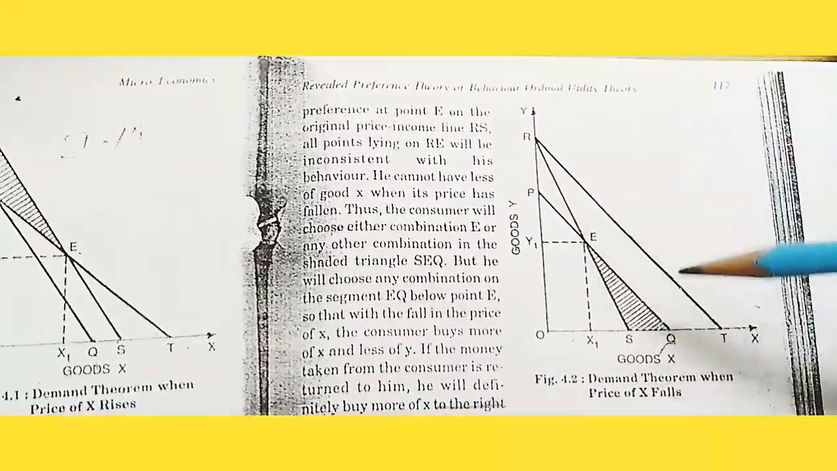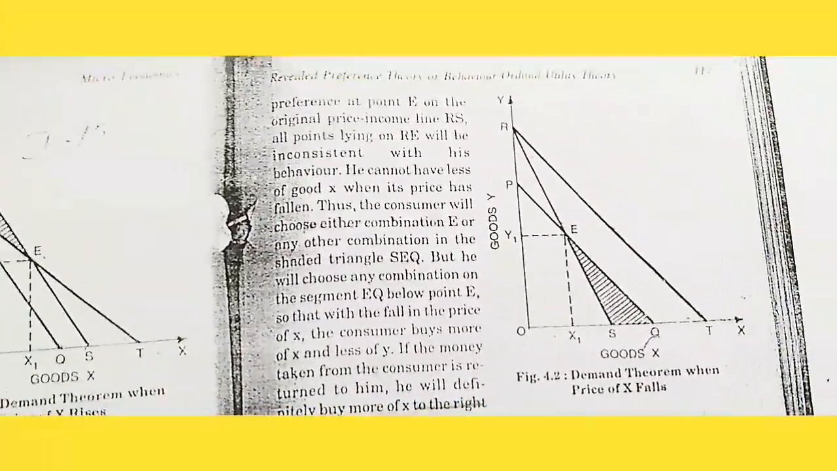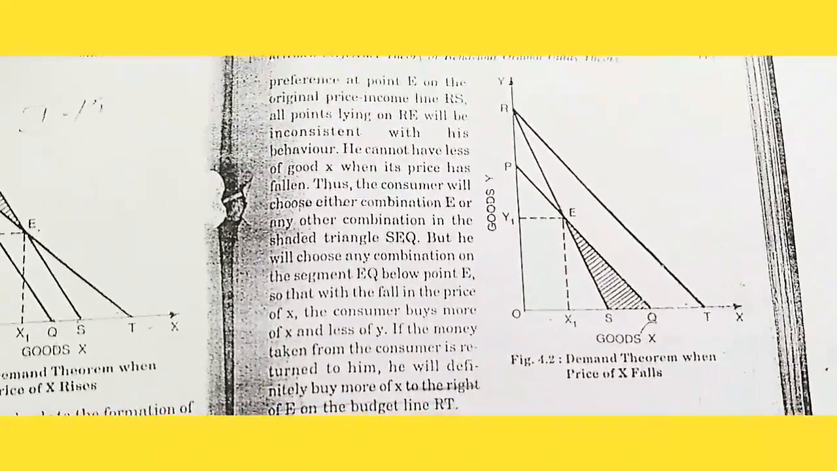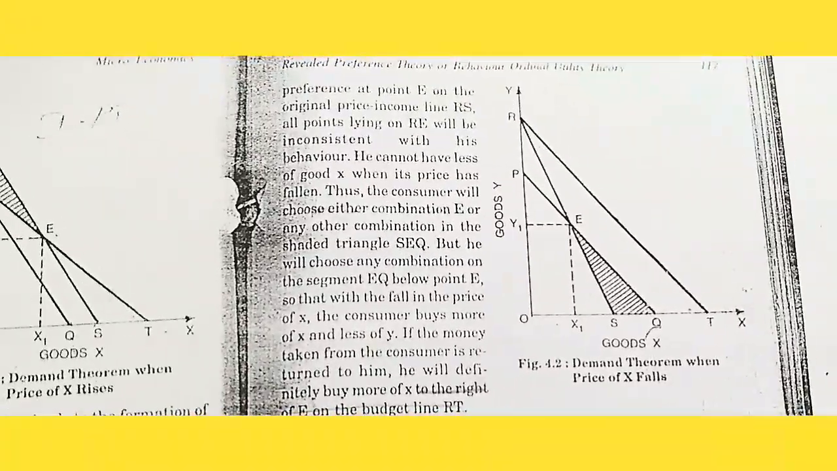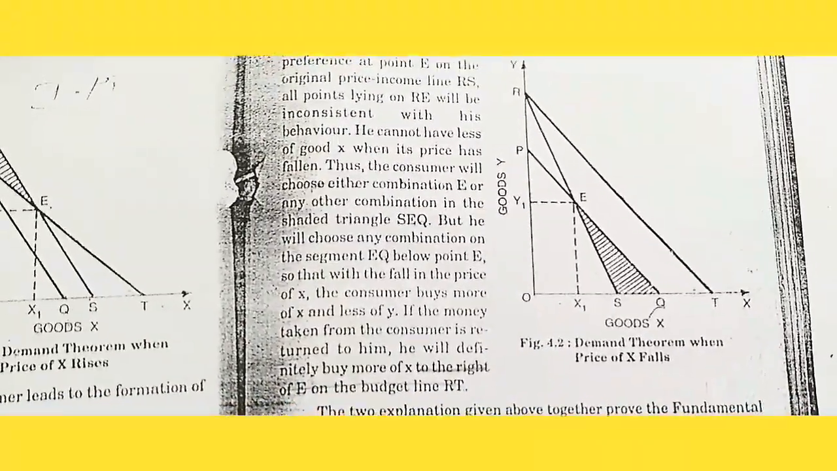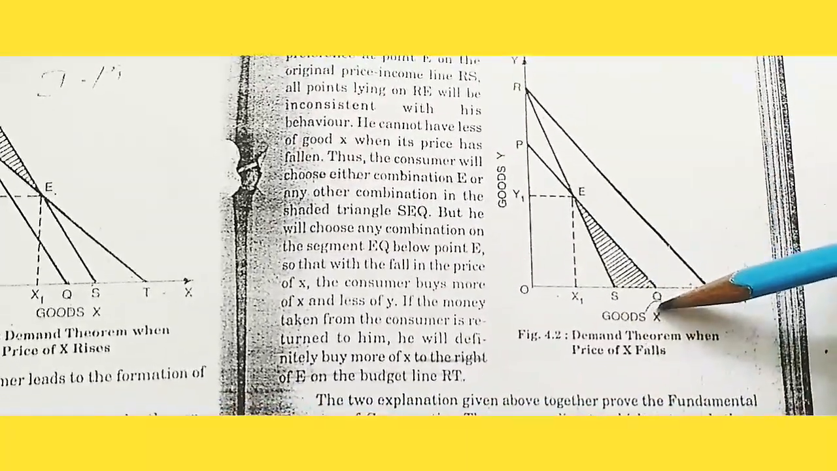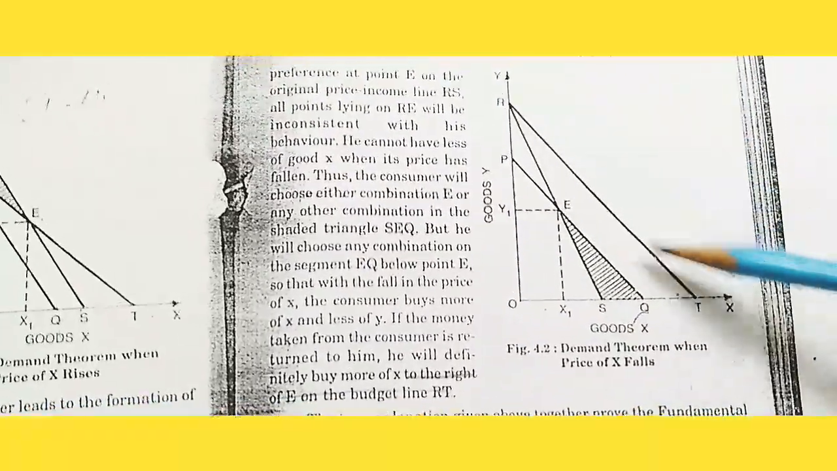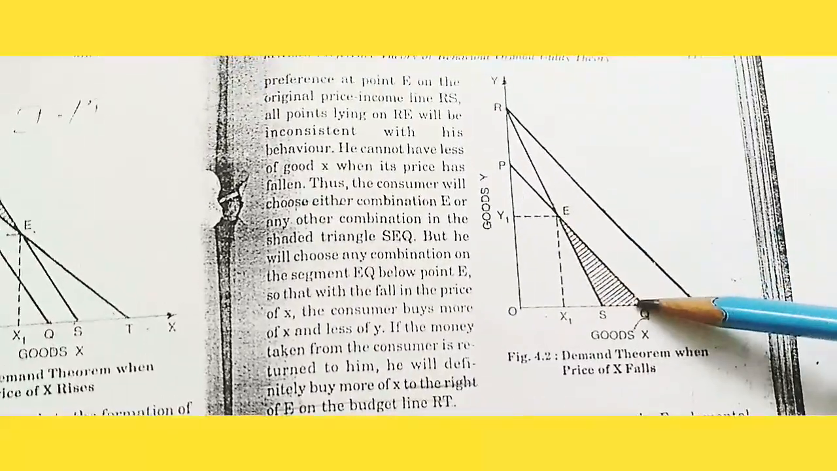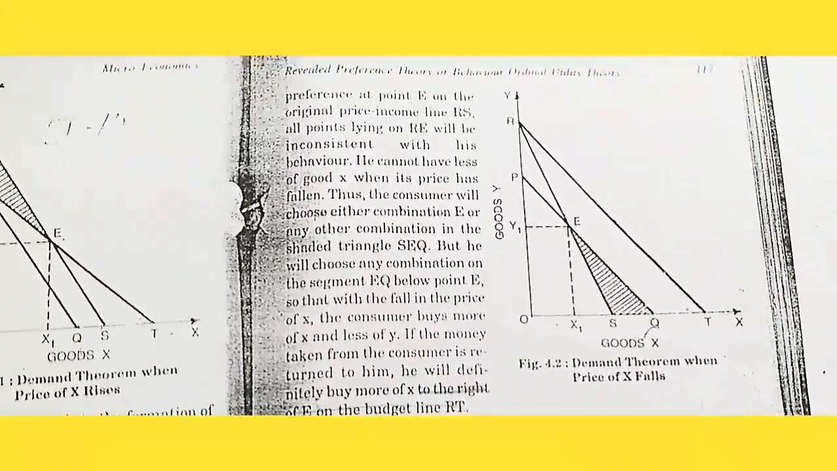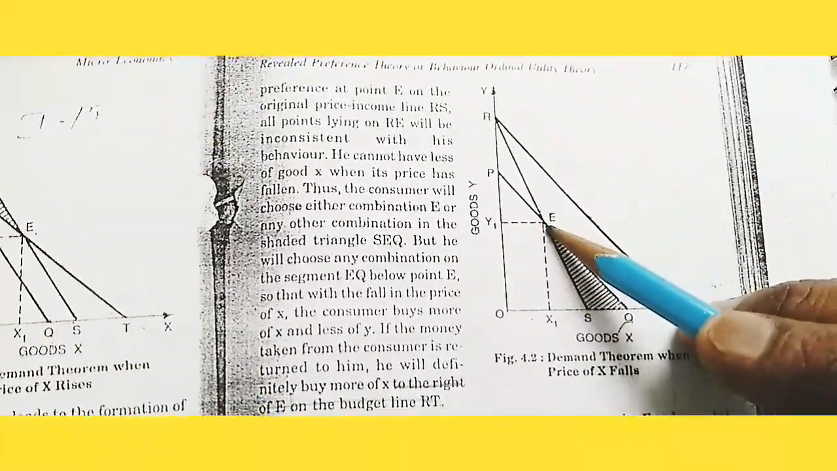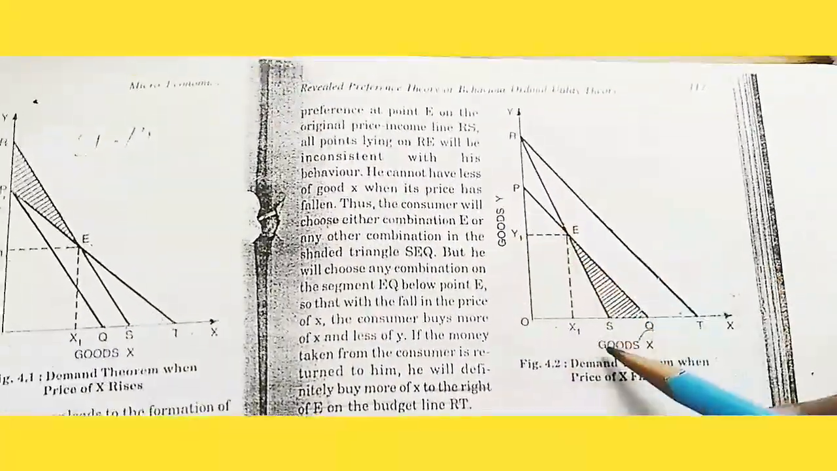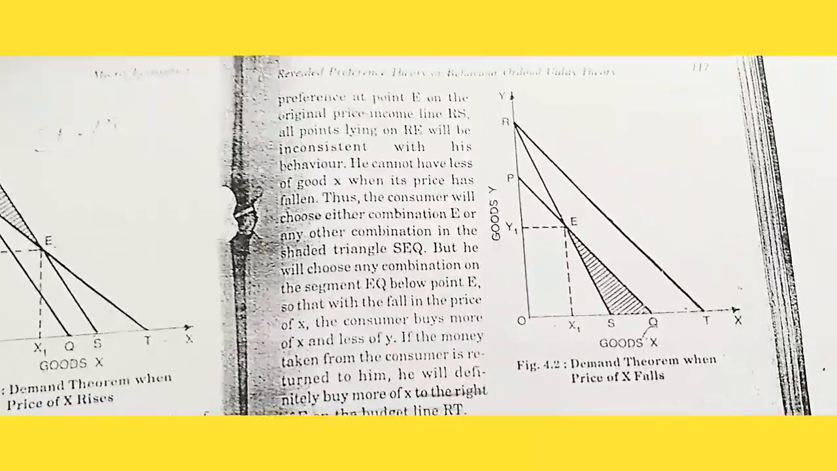Suppose the increase in real income of the consumer as a result of the fall in price of X is taken away from him in the form of PR quantity of Y. As a result, PQ becomes the new price line, which is parallel to RT, so that it passes through E. Now OPQ becomes the new triangle of his choice.